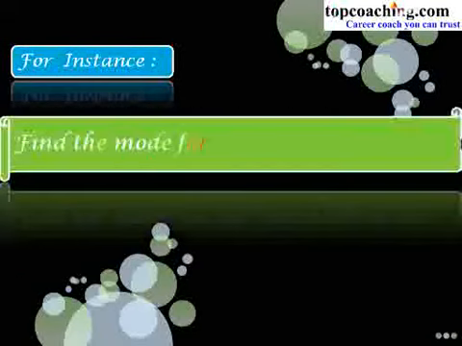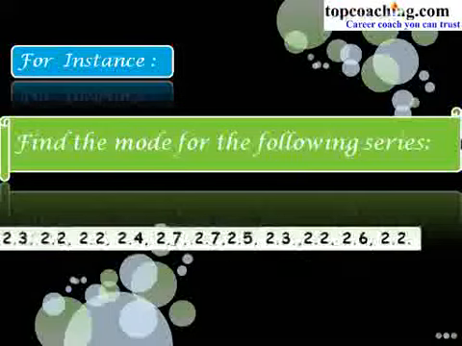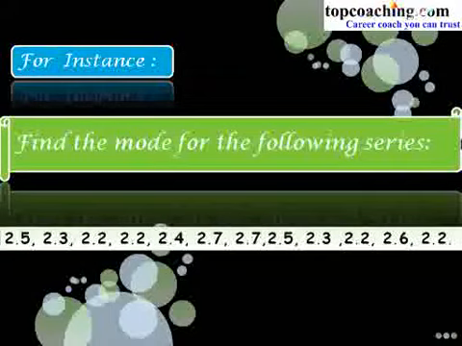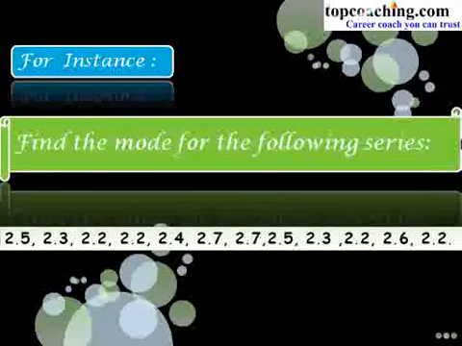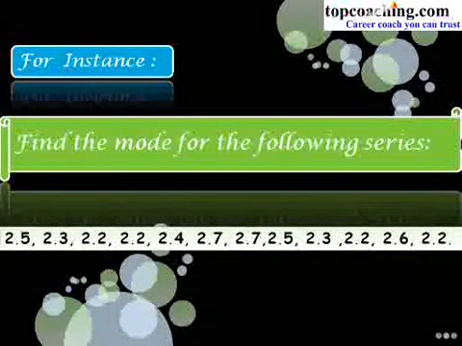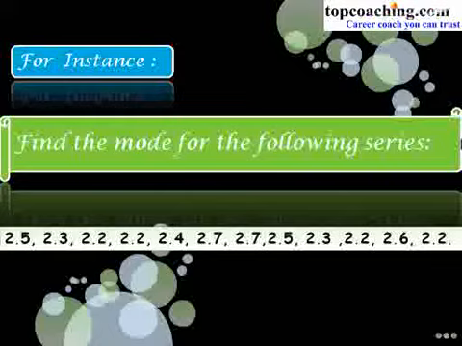Moving to our next example, find the mode for the following series. In this kind of example, what we have to do is simply make the frequency distribution table, which we have already studied. With the help of that frequency distribution table, we will be able to find out the mode.